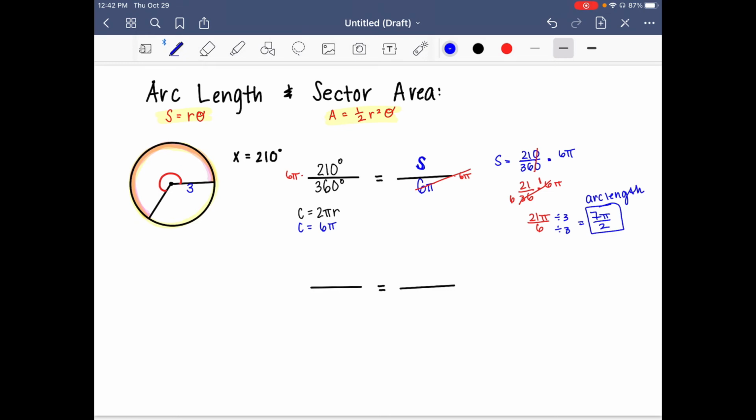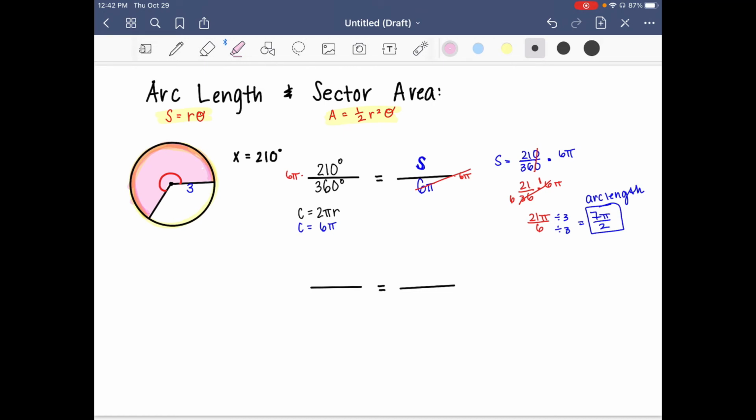Okay. Now for sector area. Sector area is very similar. We're still going to think about it as a proportion, but it now is a proportion of the area of the entire circle. So if we're thinking about a pizza and our arc length was the crust, the sector area is like the actual pizza. It's the slices of pizza.